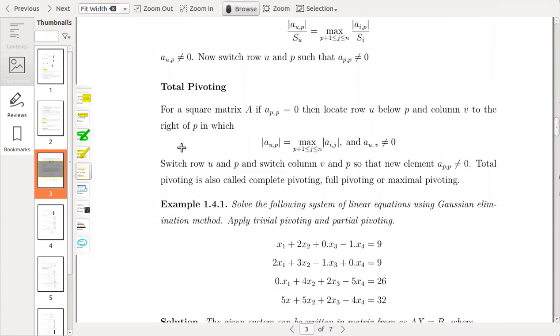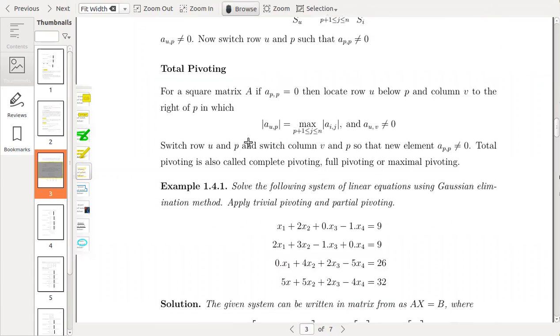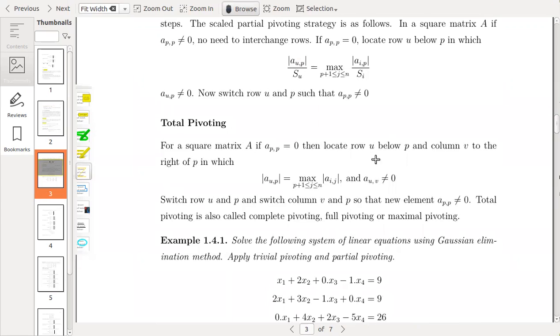Okay, next is total pivoting. For a square matrix A, if A_pp is equal to 0, then locate row u below p and column v to the right of p in which A_up is equal to the maximum of A_ij and A_uv is not equal to 0. Switch row u and p and switch column v and p so that the new element A_pp is not equal to 0. Total pivoting is also called complete pivoting, full pivoting, or maximal pivoting.